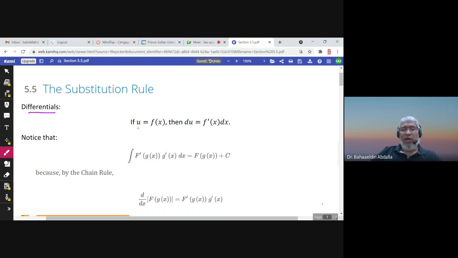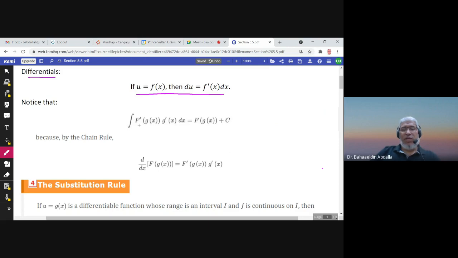Well, if we have u equals f of x, then we can take the differential of both sides and write du. So du is the differential of u. It would be equal to the derivative f prime of x times the differential of x. So if u equals f of x, du equals f prime x dx. We will need this in the substitution method.